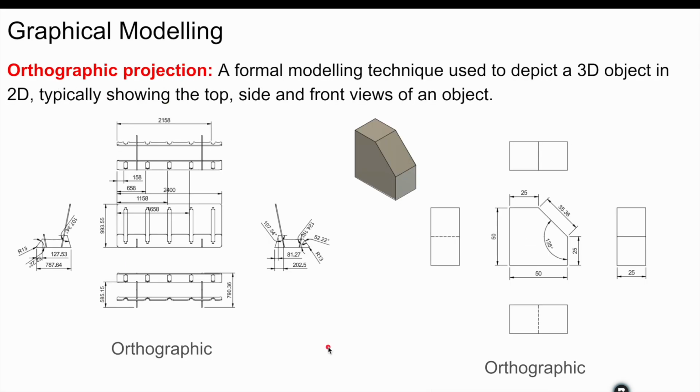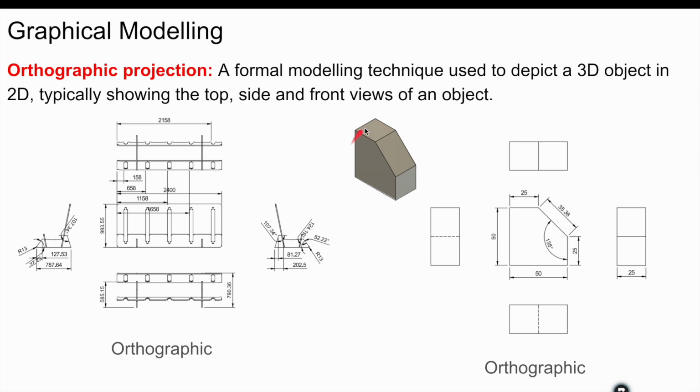Orthographic projections are a formal modeling technique used to depict a 3D object in 2D, typically showing the top, side, and front views of the object. Here's that same bike rack. You can see these are the orthographic drawings of that same bike rack. Here's the front, here's the top, here's the bottom, here's the left, and here's the right. This is just a more simple shape, but you can see the same idea here.